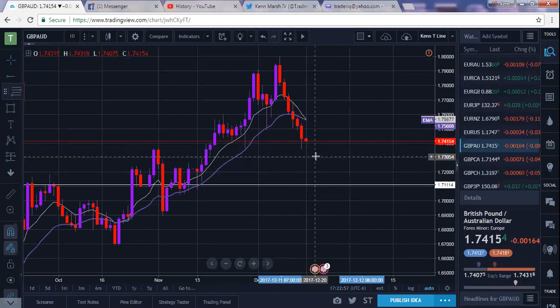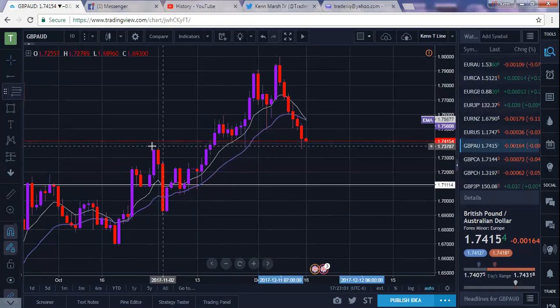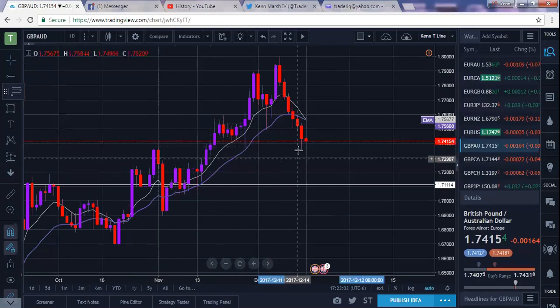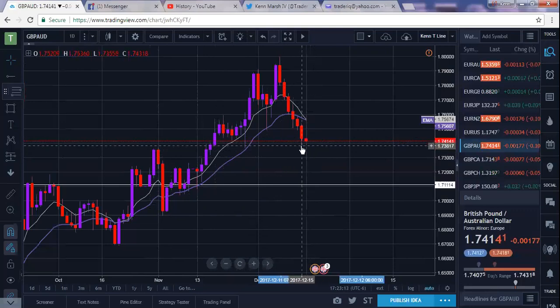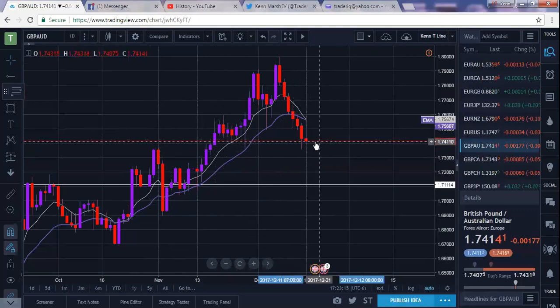Pound AUD, this one, not quite sure what's going to happen with it. It's already come in and bounced off of this little support area right here. Not quite sure if the pound is going to stay weak or not at this point. And the AUD is strong, so if it does, it's going to continue lower, but I don't think it's going to do much. Probably going to start ranging.